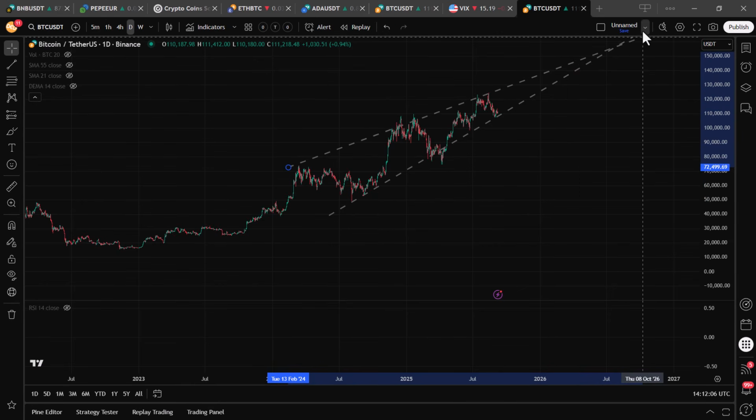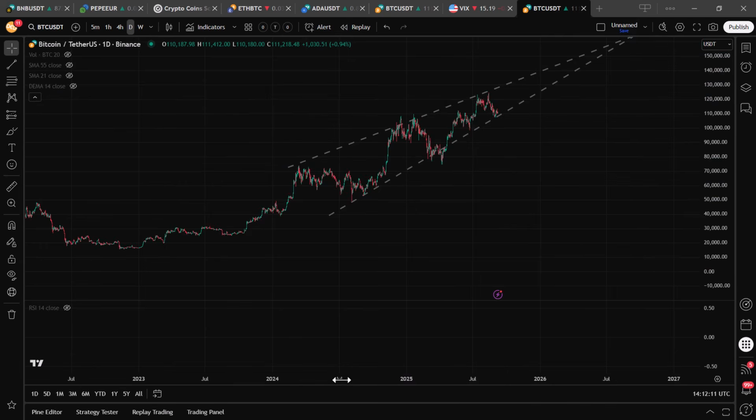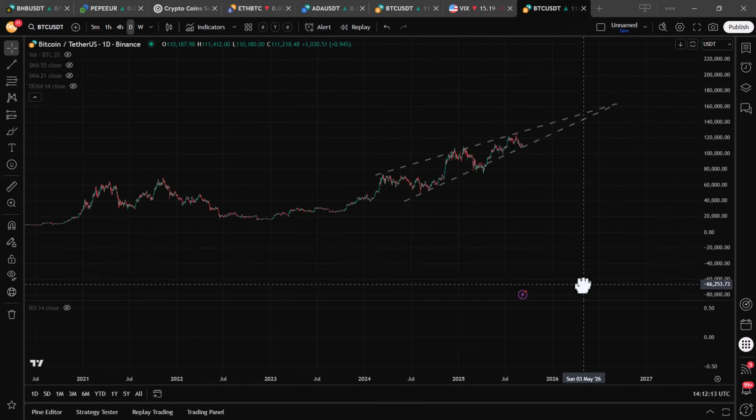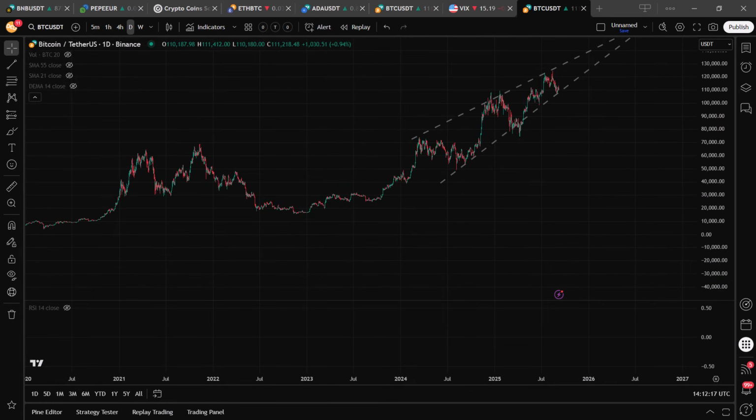And this might well be the most thoroughly tested and information-dense explanation, without fairy tales about what the strategy can do for you, to get you the live trading wealth you deserve. So let's get started after the intro right away.